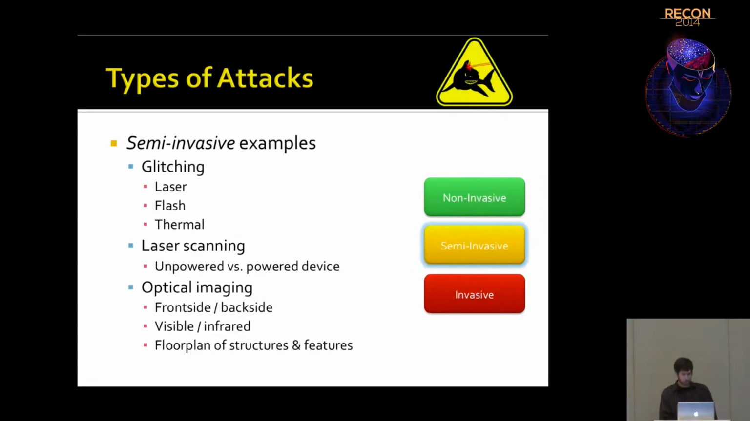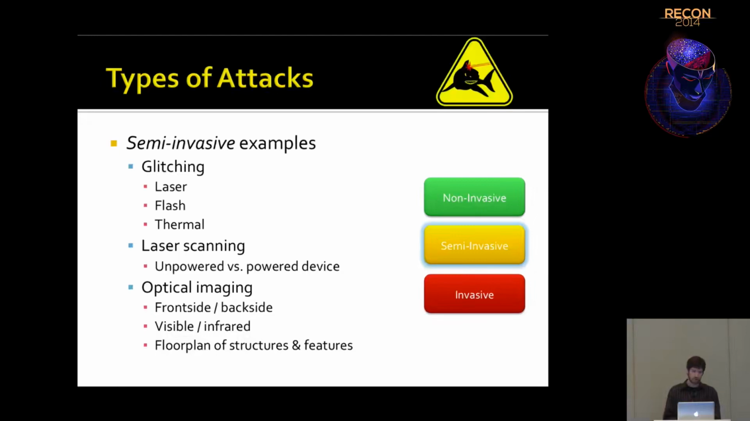So here's some examples of actual semi-invasive attacks. There is glitching in this class as well, but now we're into laser or flash, as in like a flash bulb or flash from a camera directed at certain areas of the chip. There's some classes of chips where it'll reset security fuses and lock bits.